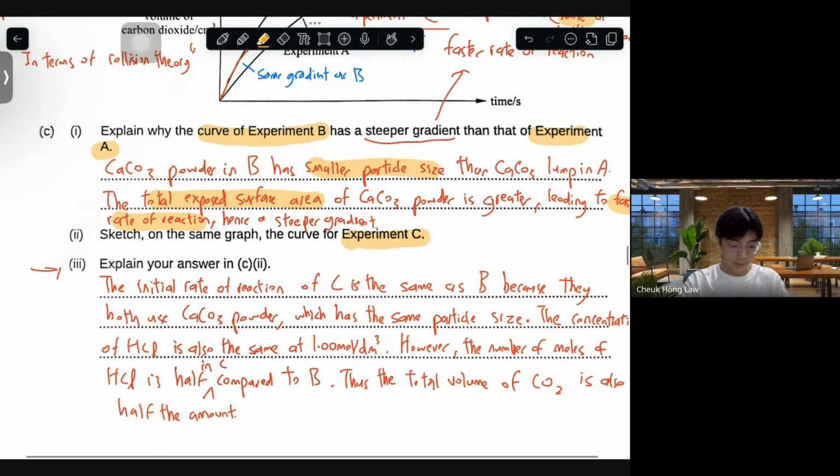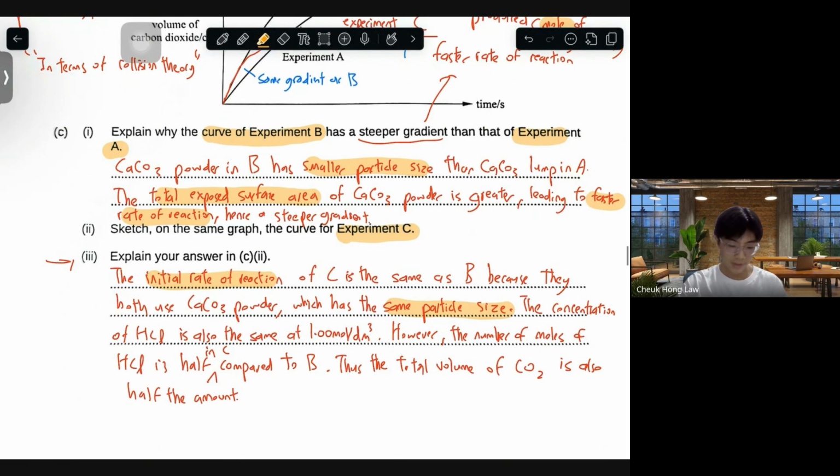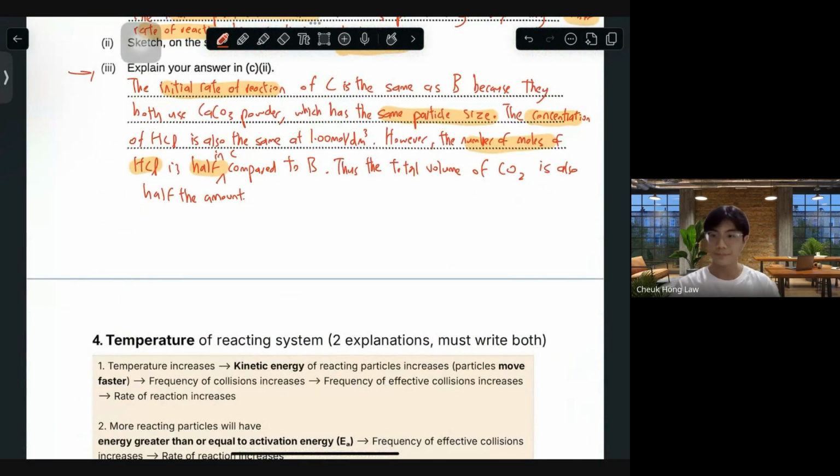Keyword: initial rate of reaction is the same because they both use the same particle size, which is calcium carbonate powder. And then concentration is also the same, at 1 mole per dm cube. But number of moles is half in C compared to B, number of moles of HCl. So total volume of CO2 is also half. Okay, let's move on to the next one.